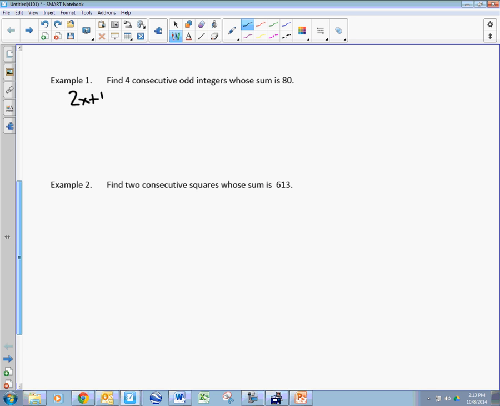2x plus 1. Because again, I want to get you to be able to do more difficult problems. And you have to see the setup if you want to do the tough ones. Because I guarantee some of the problems we're going to do, you can't just guess and check. So make sure you set it up. 2x plus 3. I need 4 of them. So 2x plus 5 and 2x plus 7 equals 80. Awesome. So those are my odd integers.